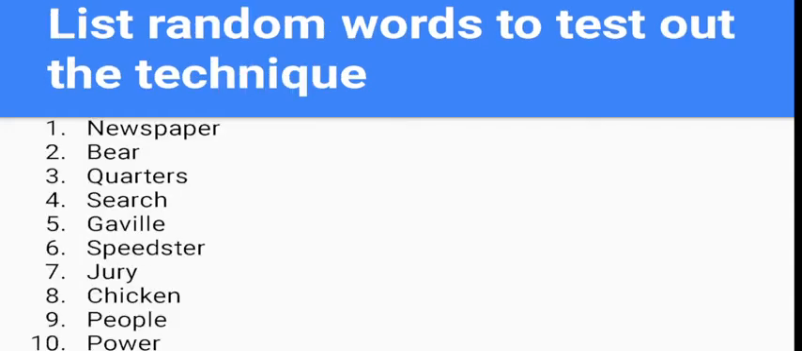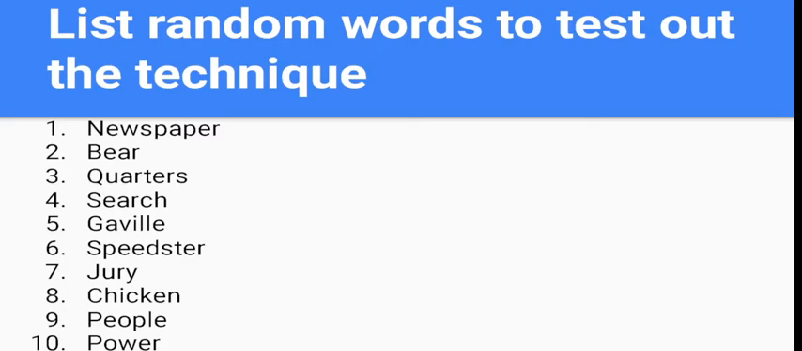So let's get into the next thing. This is a random word list to test out the technique with. So one is a newspaper. You want to associate these words with the sun list. So what was one again? Sun. Think about a sun coming in and you're reading a newspaper and it's burning that newspaper up. Okay, got that picture? Yeah.